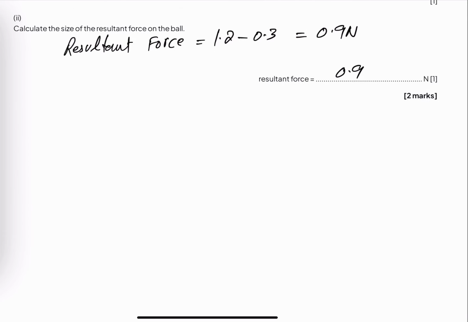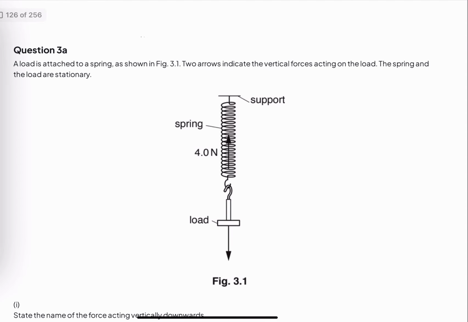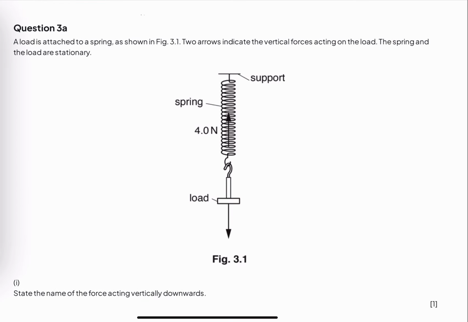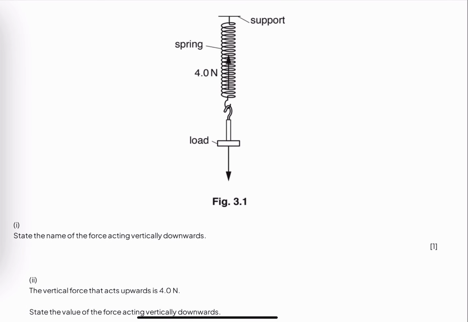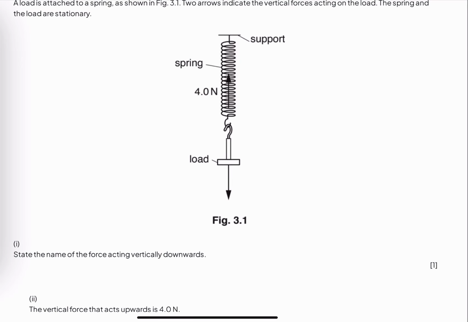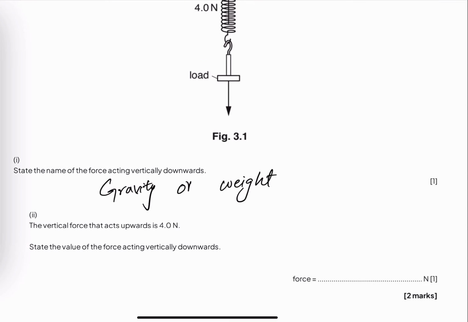In question 3a, the load is attached to a spring as shown in the figure. Two arrows indicate the vertical forces acting on the load. The spring and the load are stationary. State the name of the force acting vertically downward. So the downward acting force, we can say it's gravity, or we can name it weight. Weight is also a force of gravity on some mass.